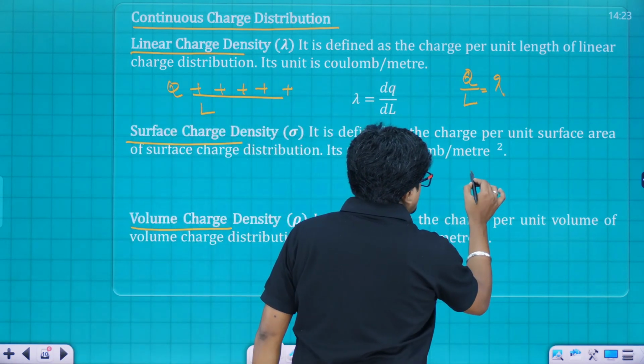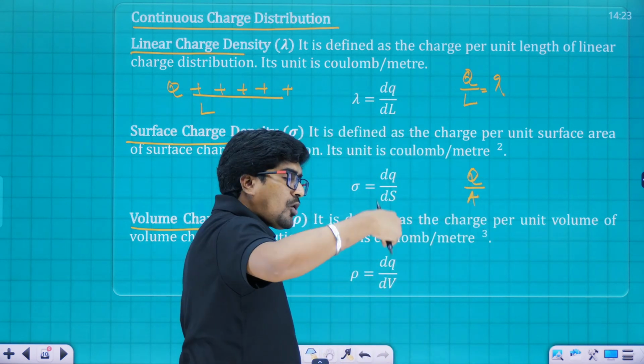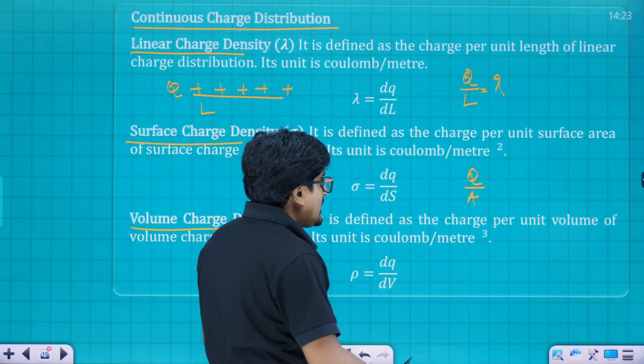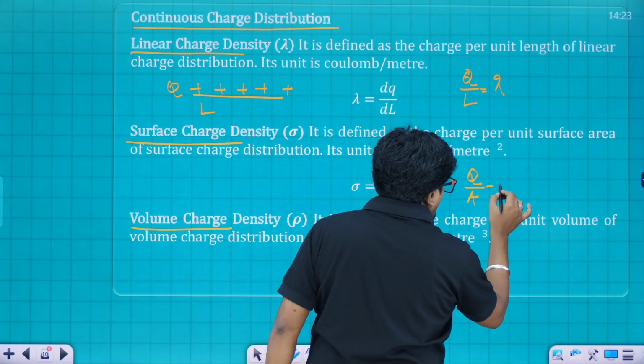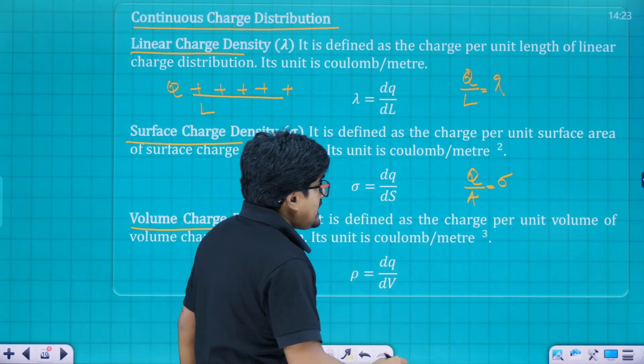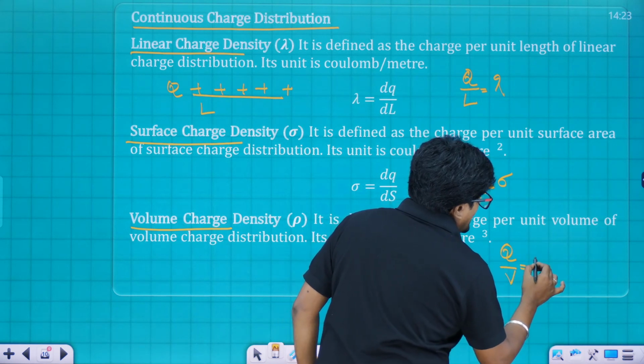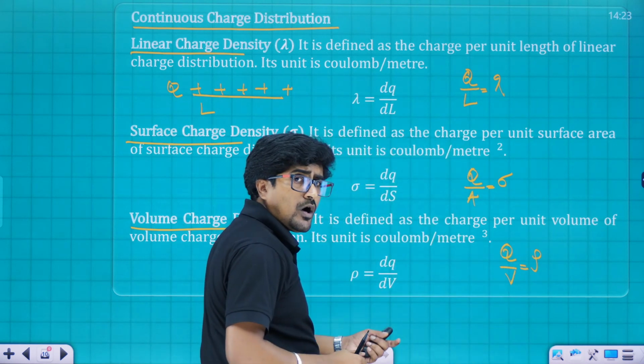If the charge is distributed over an area, the total charge is Q and the total area is capital A. In that way, Q upon A is equal to the surface charge density. And if charge is distributed over a volume, Q by V is equal to the volume charge density, what? Rho.